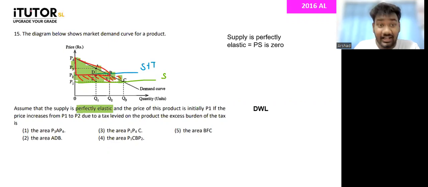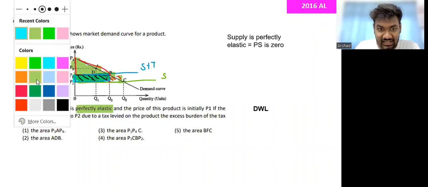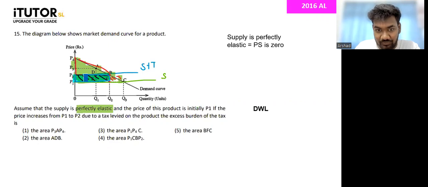He loses this. But even though he loses this, government gets this as their tax revenue. This area I'll highlight in dark blue. This is government tax revenue. So ideally, what is lost in the market is this red color shaded triangle. That is your deadweight loss.